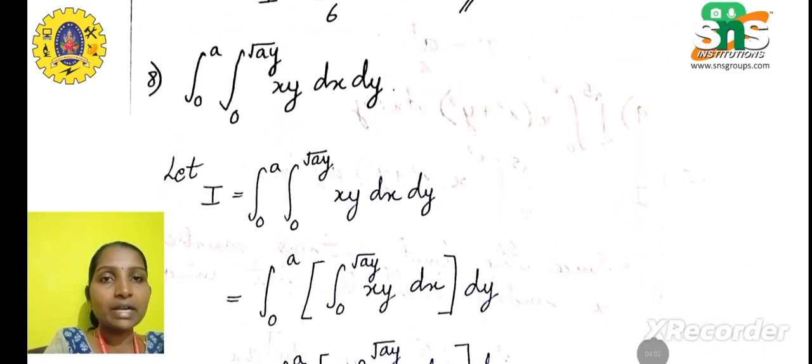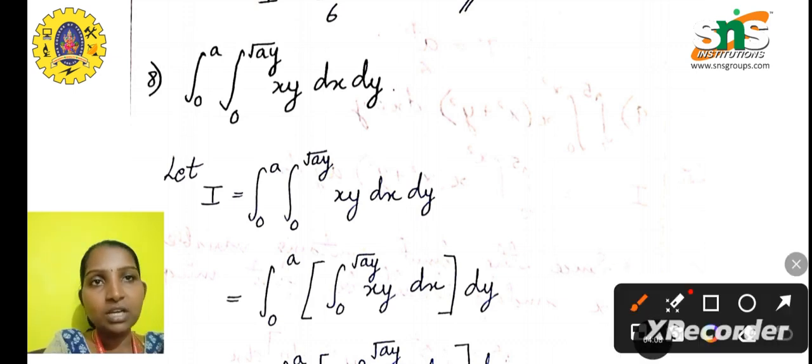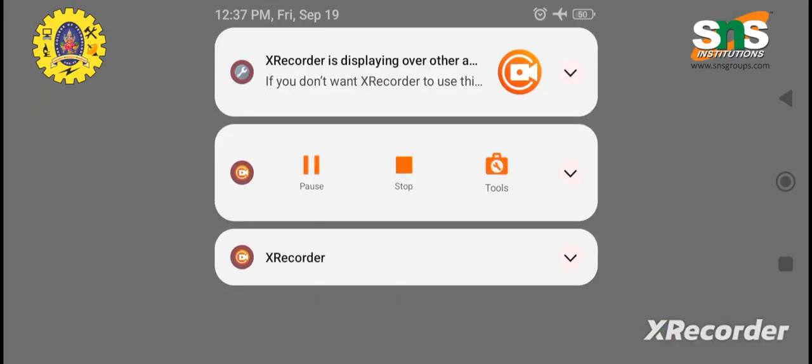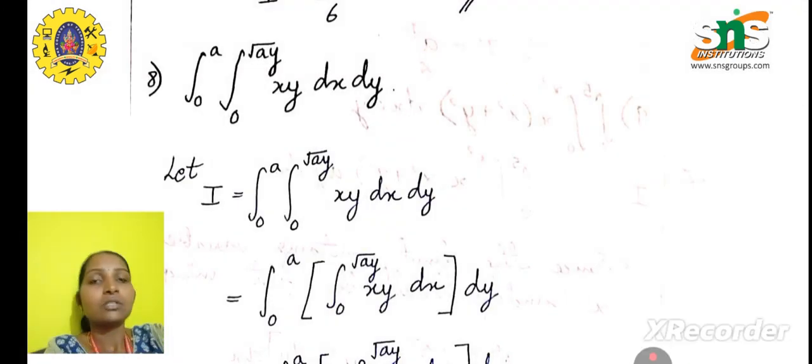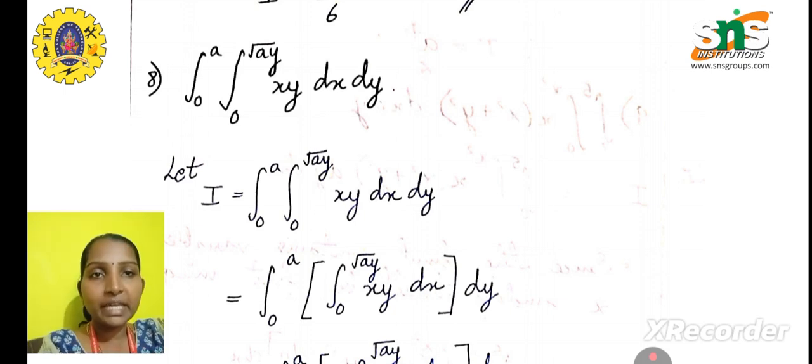Now we will have another problem on double integration. Integral 0 to a, integral 0 to root of a y. So this is the change here: you have the limit as root of a y. So what is the problem here? x y into dx dy. So I is equal to integral 0 to a, integral 0 to root of a y, x y into dx dy.